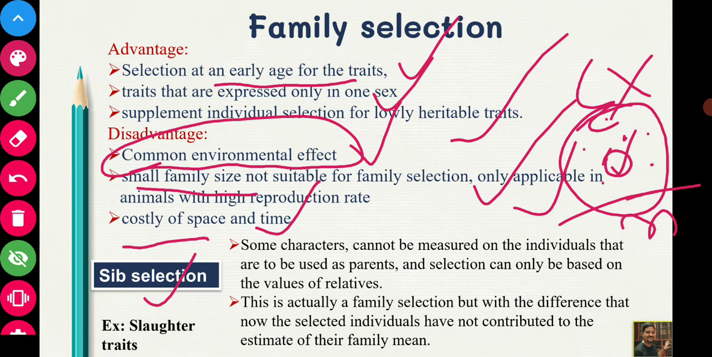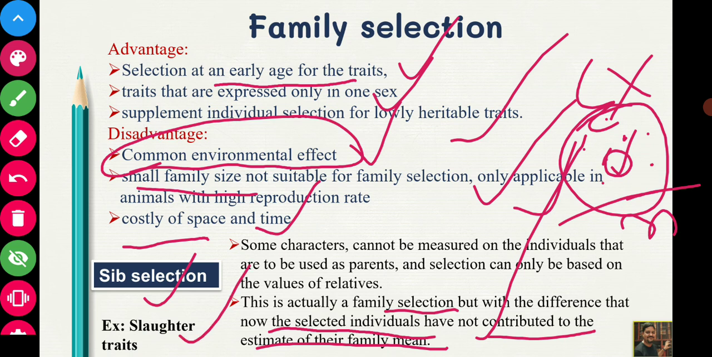This is actually a family selection, but with the difference that now the selected individual has not contributed to the estimate of the family mean. So for the individuals which have to be selected, you don't include the information of that particular individual in the calculation of the mean. This is very helpful in sex-limited traits or slaughter traits, for animals which are to be slaughtered. If there is slaughter of the animal, you will not have an observation of that particular individual. In that case, you can go for SIB selection.